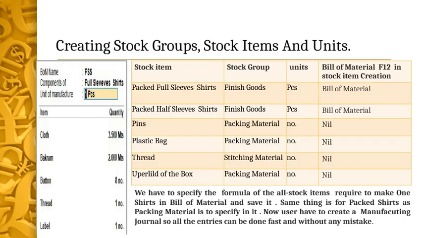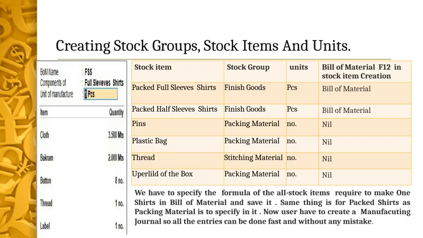PCS. Bill of material. Hinge. Packing material. No. Nil. Plastic bag. Packing material. No. Nil. Thread. Stitching material. No. Nil. Upper lid of the box. Packing material. No. Nil. We have to specify the formula of all stock items required to make one shirt in bill of material and save it.